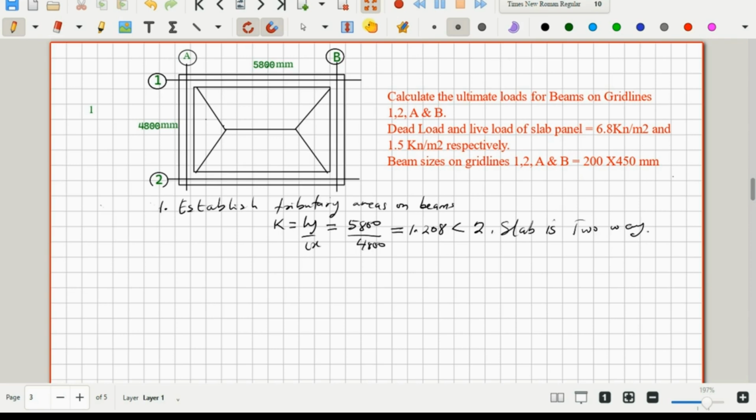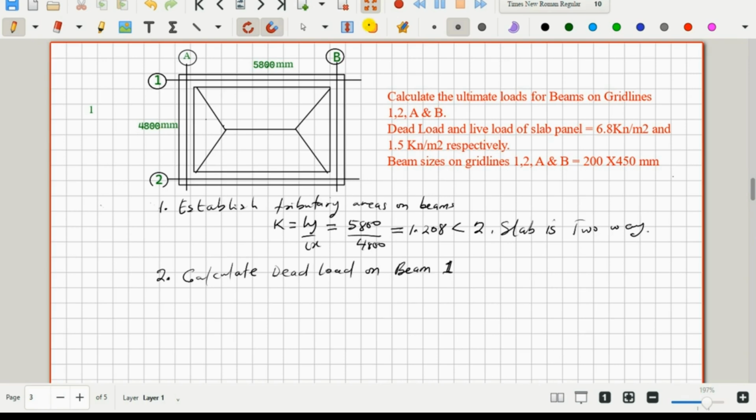Right. So after establishing the ratio of our Ly to Lx, the next thing we are going to do is to calculate. So we are now starting the calculation on the beam loads. So calculate dead load on beam 1. So beam on grade line, let's denote it as beam 1, and beam on grade line 2 will be beam 2. That of A and B will be beam A and B respectively.